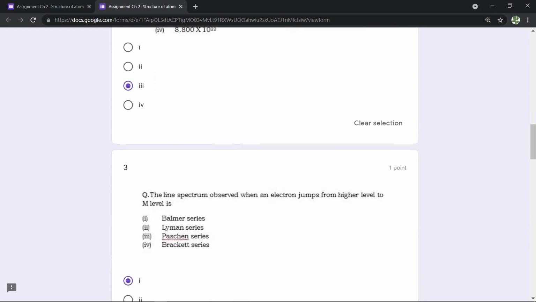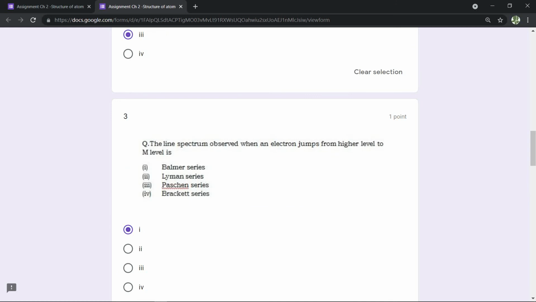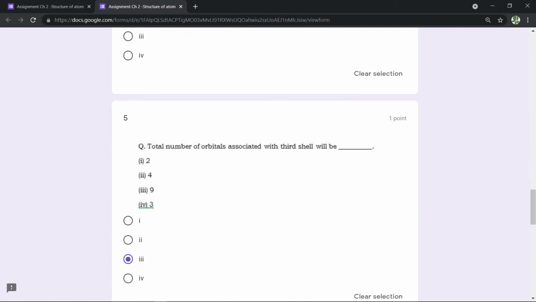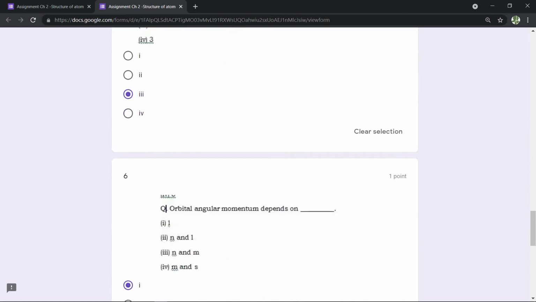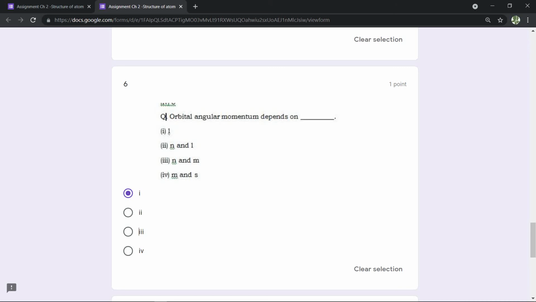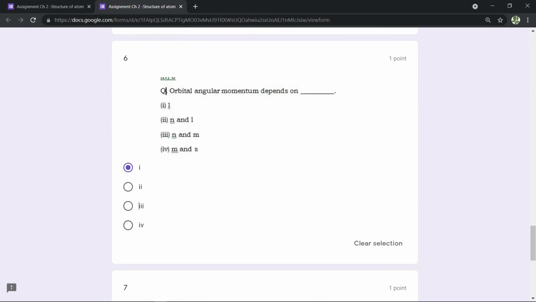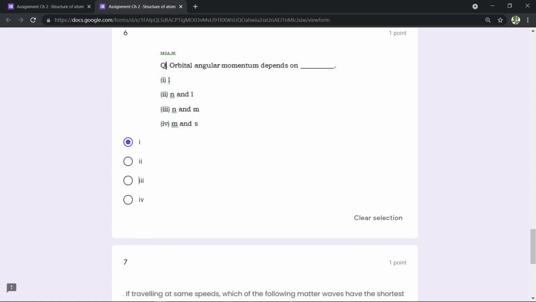Just wait. The question is, orbital angular momentum depends upon... Beta, it depends on the value of L only. If it is given in terms of quantum numbers, it depends only on the value of L. Yes, ma'am. Okay. So the answer will be L only.